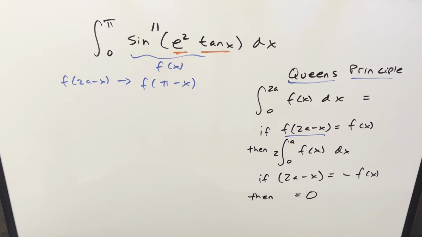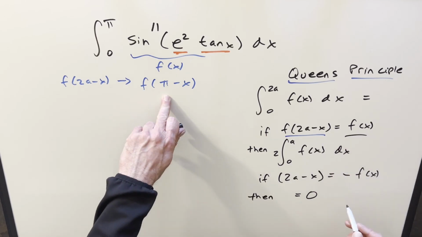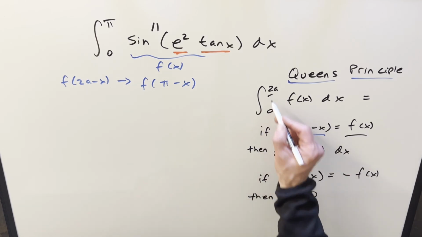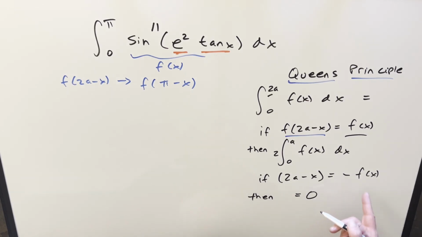And with this, we're just looking for two different kinds of results that can help us. If we get back f of x when we do this, then we just take the 2 off of it. We split the bound in half and bring a 2 out front. If this is equal to minus f of x, the whole integral is 0, and we're done.